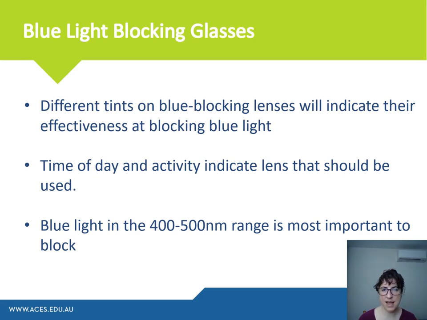So the time of the day and the activity that you're doing will indicate which one you need to use. And the blue light in the 400 to 500 nanometer range, as I mentioned before, is the most important to block out. So if you're looking at any of those reports that show the spectrum and show what's blocked out, then that's what you'd want to be looking for.